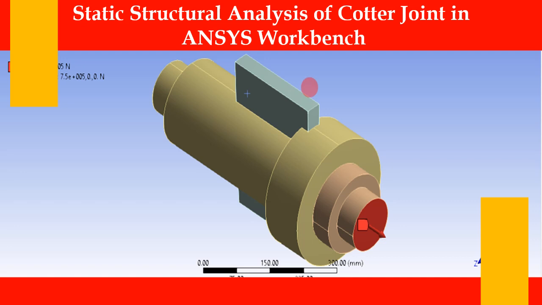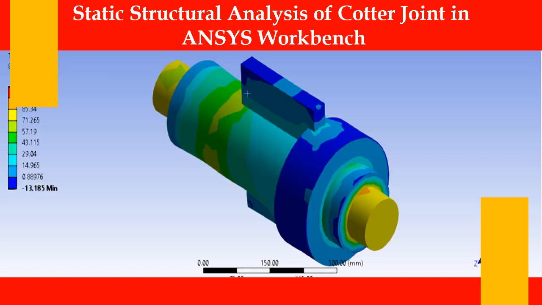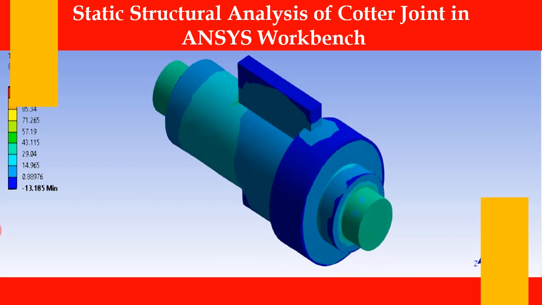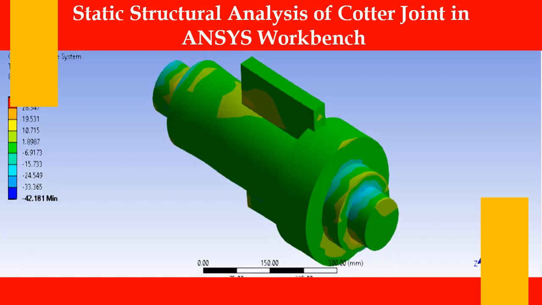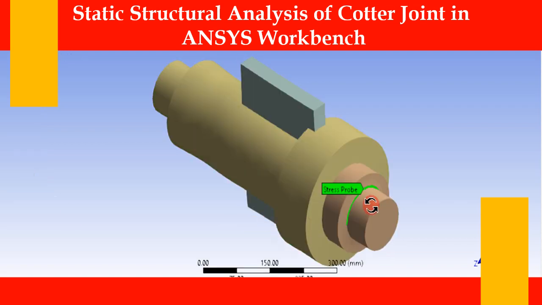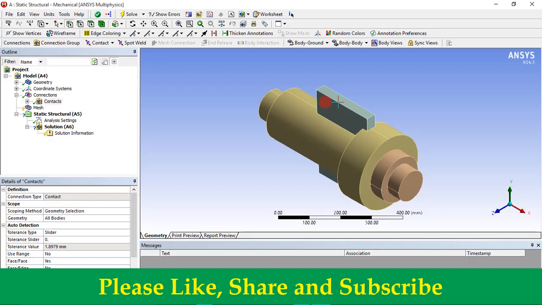In this tutorial, I'm going to show you how to perform the static structural analysis of cotter joint. You can see here the cotter joint is subjected to a static load, static force, and the results that we are going to check are maximum principal stress, then maximum shear stress, and the stress at a particular region of this cotter joint. So please watch the video till the end to understand this simulation. So let us start this tutorial.